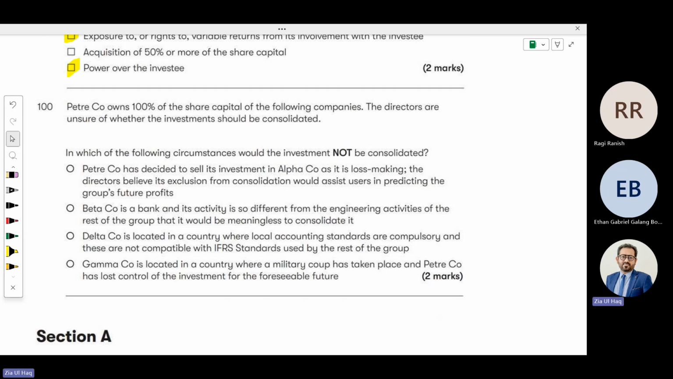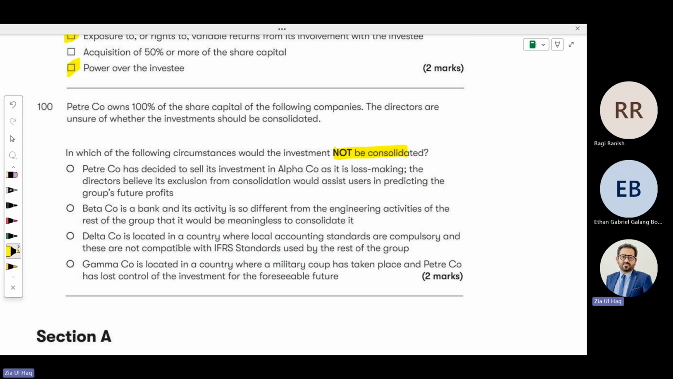Factory company owns 100% of the share capital of the following companies. The directors are unsure of whether the investment should be consolidated. In which of the following circumstances would the investment not be consolidated? Factory company has decided to sell its investment in Alpha company as it is loss making. The directors believe its exclusion from consolidation would assist users in predicting the group's future profits. No, this is not a valid reason. Beta company is a bank and its activity is so different from the engineering activities of the rest of the group that it would be meaningless to consolidate it. No, this is not the reason, that their operations are different.